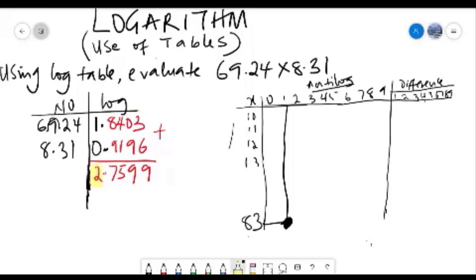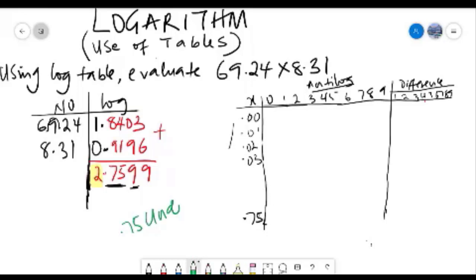Now on your anti-log table, you would observe that unlike the logarithm table, on this column, watch my table, what you have is 0.00, 0.01, 0.02, 0.03. On that table, look for 0.75. Let's assume that 0.75 is somewhere here. Mind you, we are on the anti-log table. So 0.75, the next number is 9. 0.75 under 9.